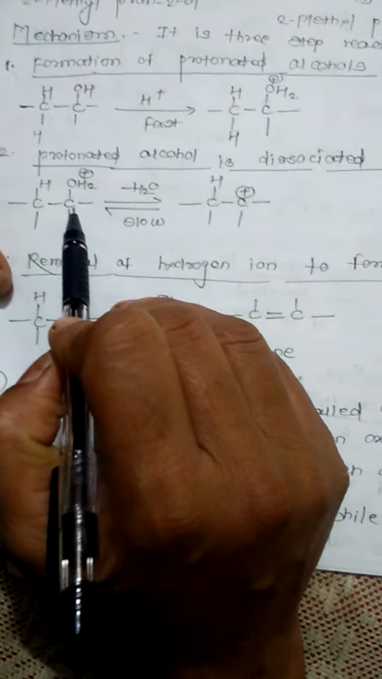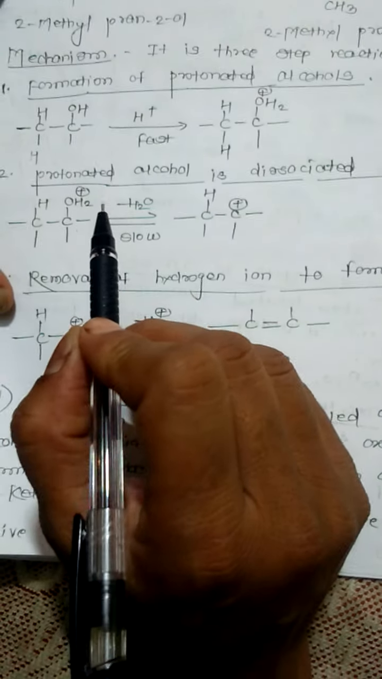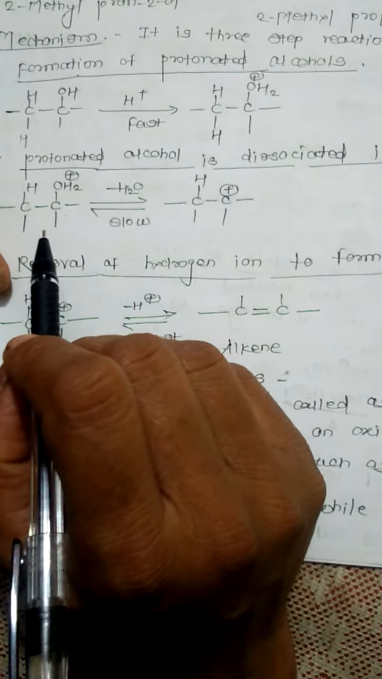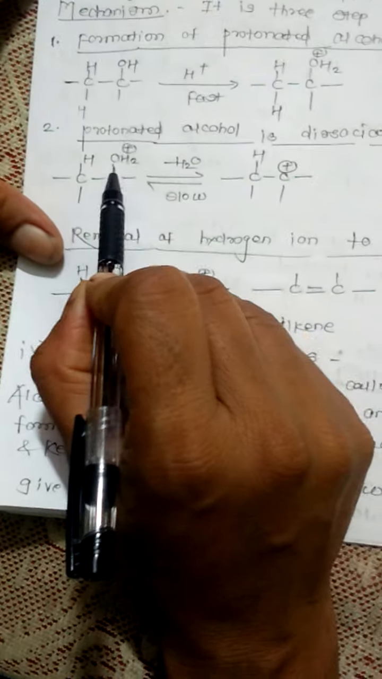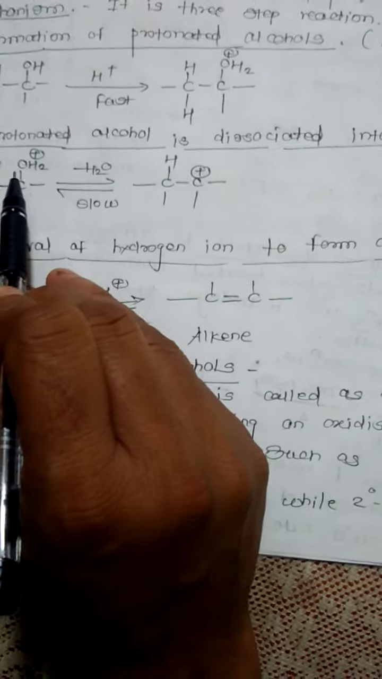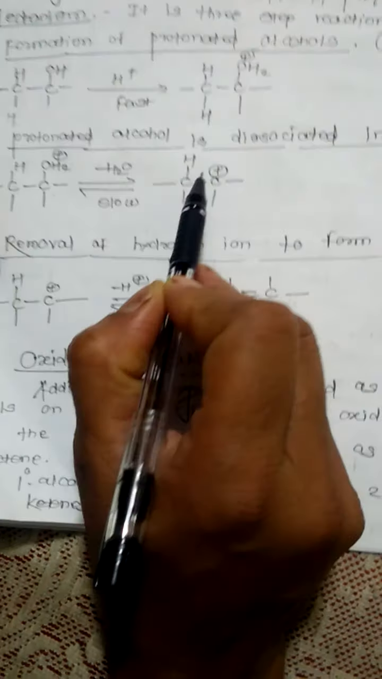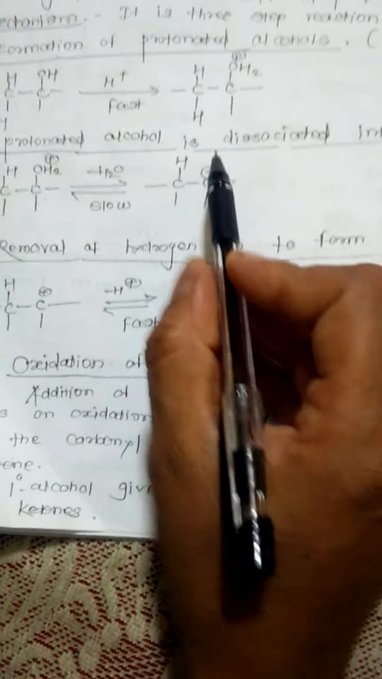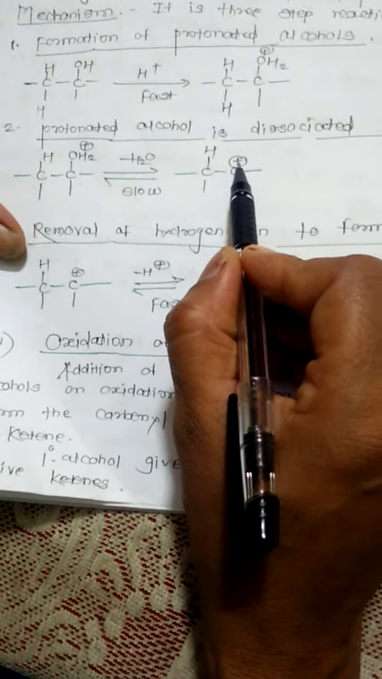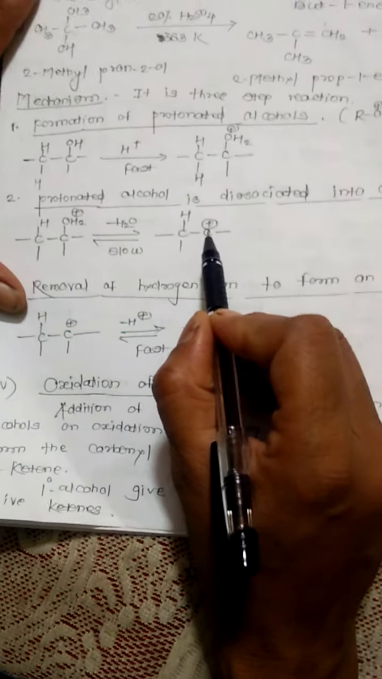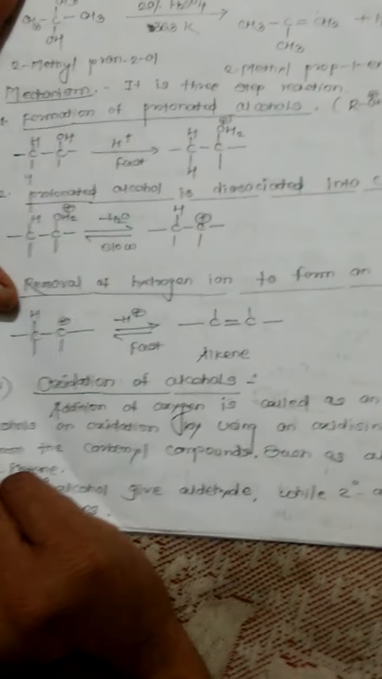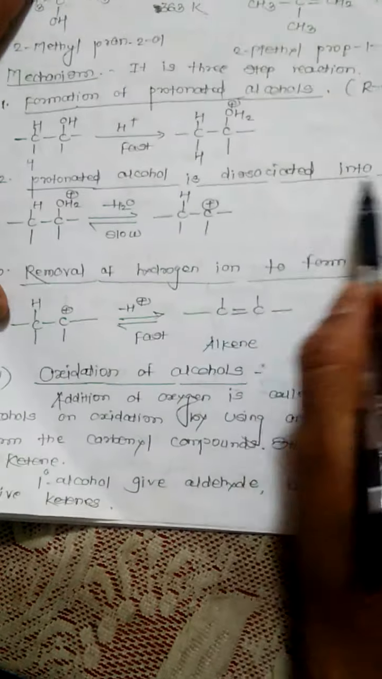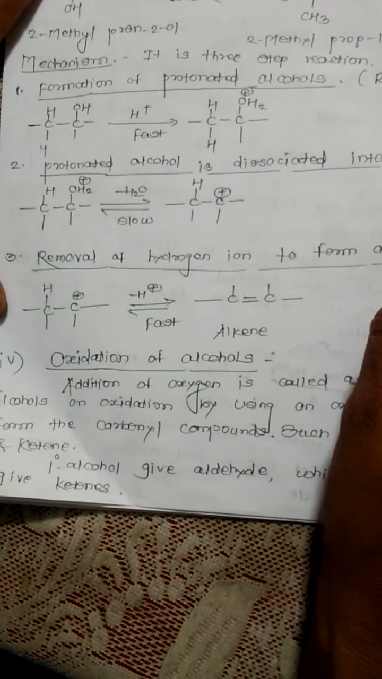So this protonated alcohol undergoes dehydration. This is H2O; H2O is removed. This process is a dehydration, no? So this H2O is removed here. That is, this bond breaks, and carbon acquires a positive charge. We know that when carbon acquires a positive charge, it is known as a carbocation or carbonium ion. So the second step gives the carbonium ion.